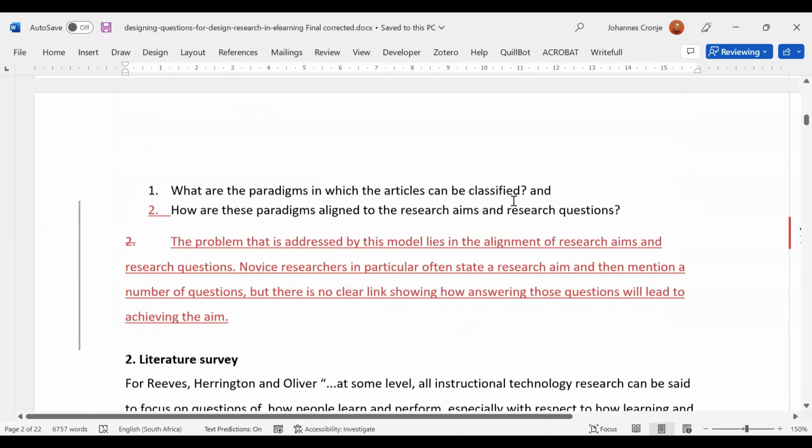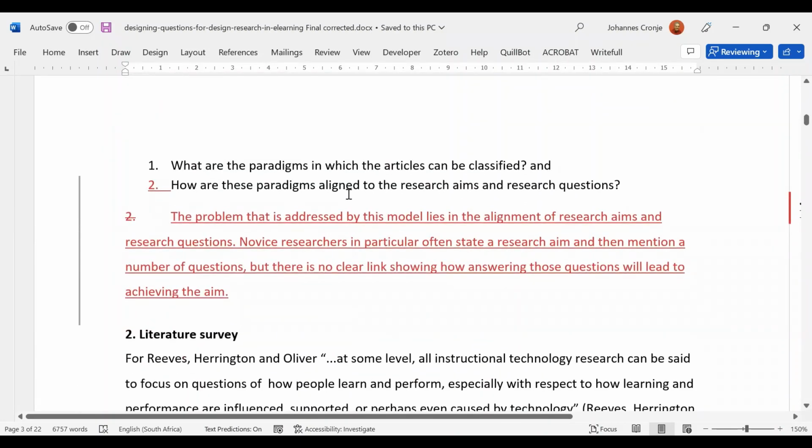And then this is how the article goes. And now we tell the problem. The problem that is addressed by this model lies in the alignment of research aims and questions. Novice researchers often state a research aim and then mention a number of questions, but there's no clear link showing how answering those questions will lead to achieving the aim.